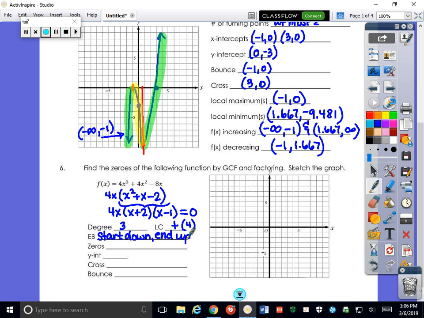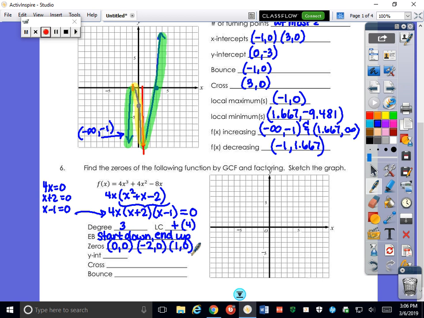Okay, the zeros, we're going to set each one of these equal to 0. So 4x equals 0, x plus 2 equals 0, and x minus 1 equals 0, and we're going to solve. So we're going to have a zero at (0, 0), a zero at (-2, 0), and a zero at (1, 0).